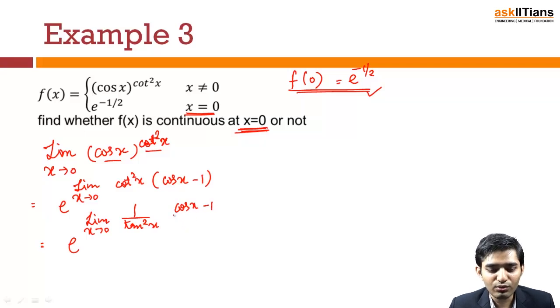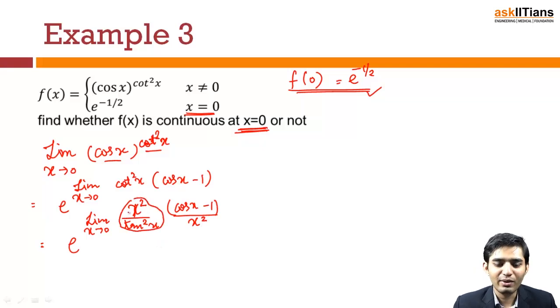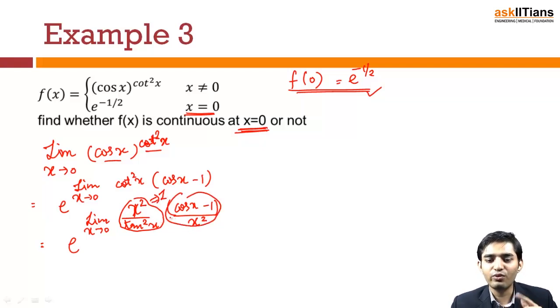Now to solve this, what will I do? I will just simply multiply by x square and divide by x square. Now what is the limit of this? tan x by x is 1. So limit of this is 1. And what is the limit of this? 1 minus cos x by x square was 1 by 2, if you remember. This was 1 by 2. So cos x minus 1 by x square will be minus 1 by 2.